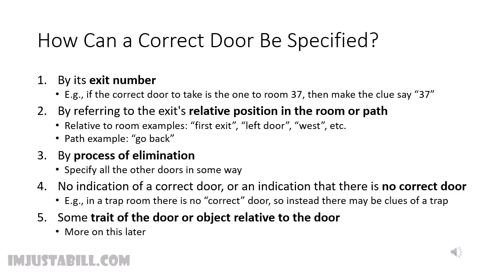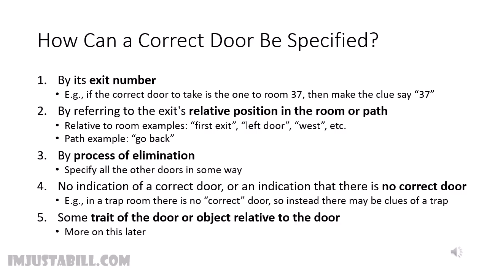Another way, number 2 here, is referring to the exit's relative position in the room or on the path. So, for example, maybe that door 37 might be the door all the way to the left. So you might want to refer to that as the first exit. You could refer to that as the left door. West, if the word west is in there, that kind of implies things on the left.